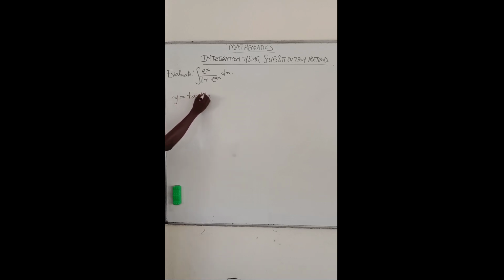If you differentiate tan, please take note. If you differentiate arctan, which is the inverse of tan, you are going to have 1 over 1 plus x squared. Listen to me now. If you differentiate arctan, you are going to have 1 over 1 plus x squared.